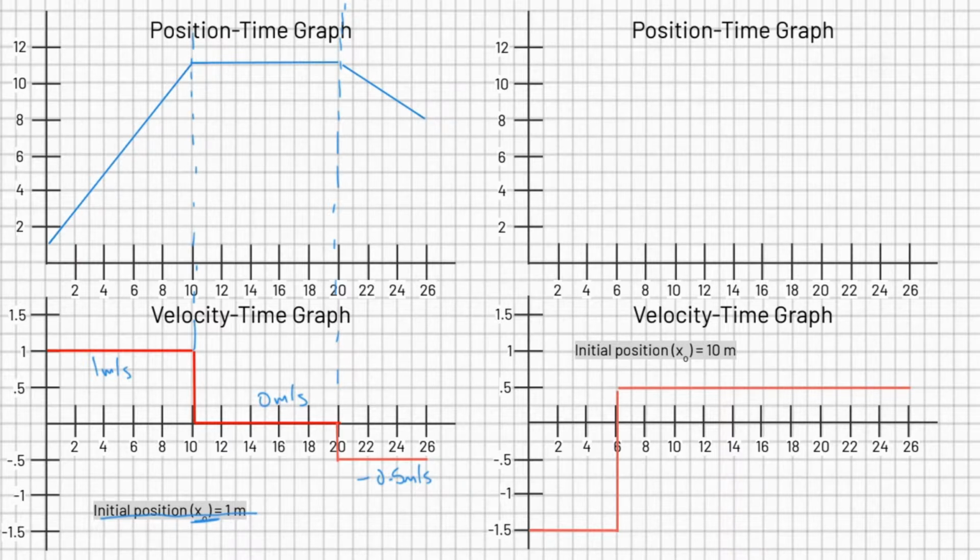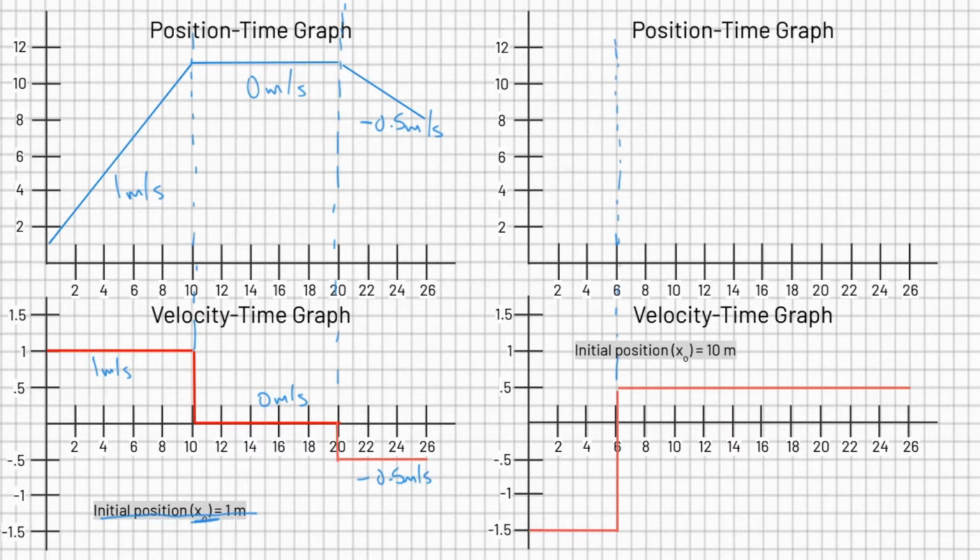So there is our position time graph for this velocity time graph. So we start at 1, go up to 11, so that gives us our 1 meter per second velocity. Then we have a 0 velocity, so 0 meters per second, 1 meter per second, and then negative 0.5 meters per second. All right, and so for our second velocity time graph, I'm just going to translate our change of position here.